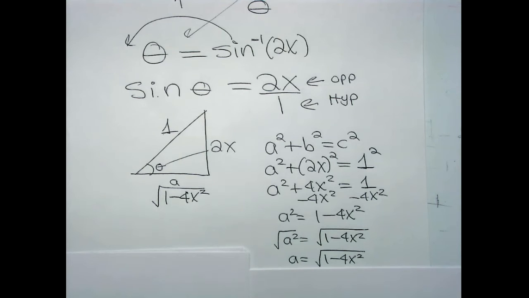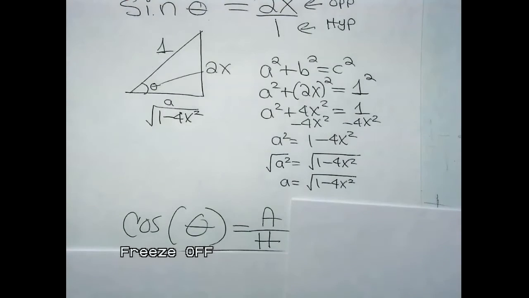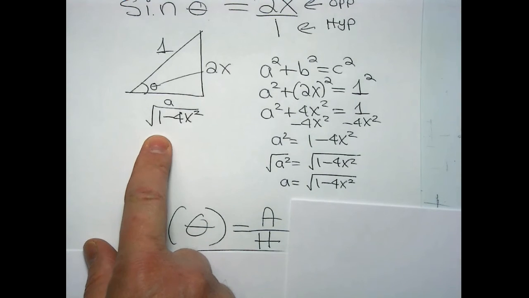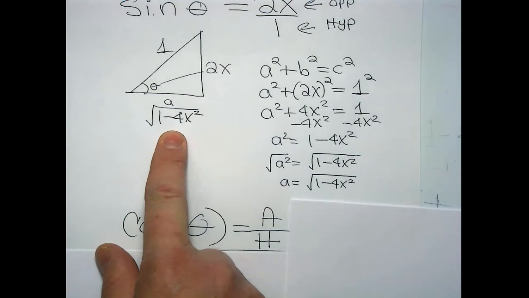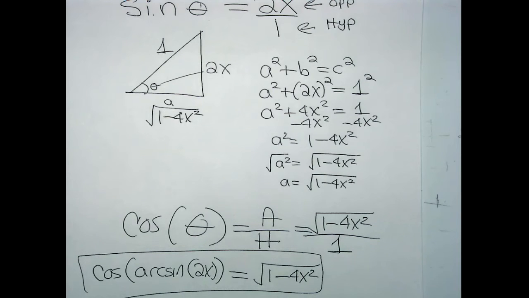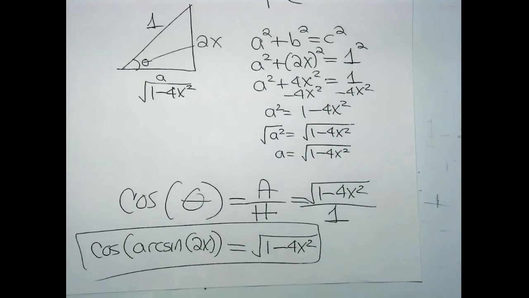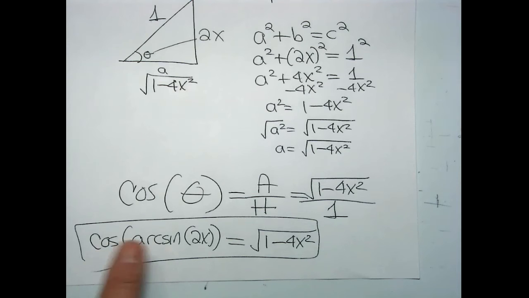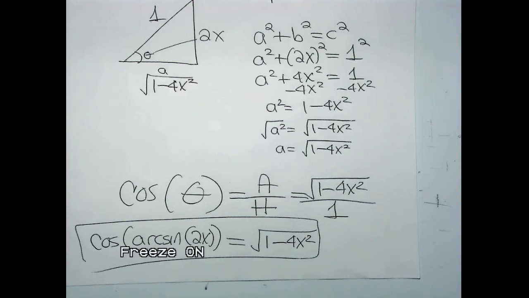So the answer at the very end, what is the cosine of theta? Well, it's just adjacent over hypotenuse. Adjacent meaning that side, and hypotenuse meaning that side. So it's that square root over 1, or just that square root. So that's how you figure out how to solve this particular problem when you have a regular trig function and an inverse trig function mixed together. No calculus required. The triangle is definitely required.